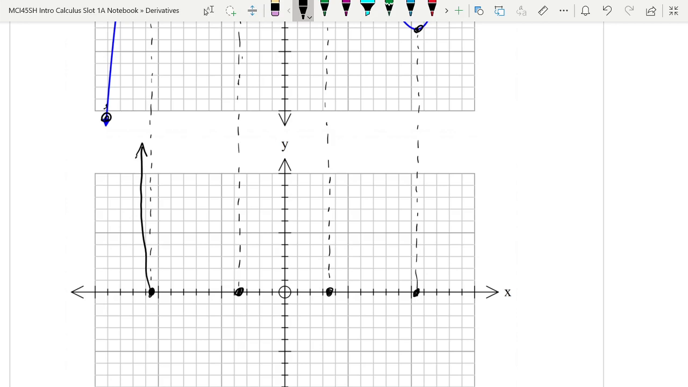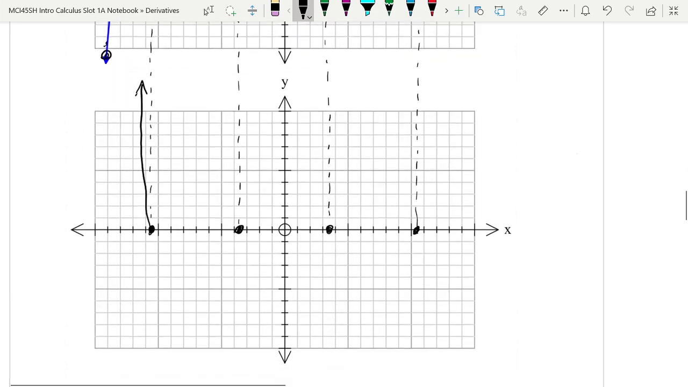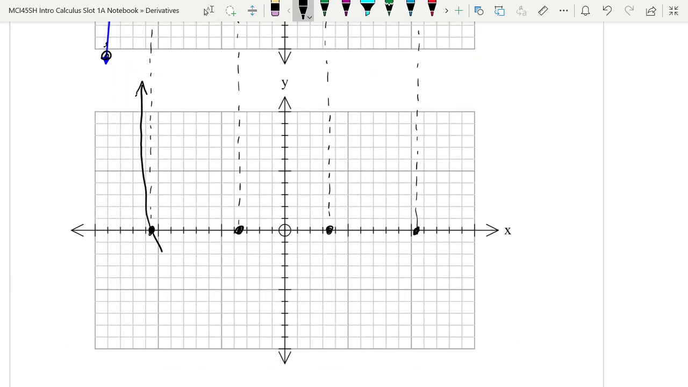All right, and then it's not nearly as steep from here to here, but all of its slopes are negative, right? So from here to here, all slopes are negative, right? Because they're all going down. But they're not as steep, so it doesn't go down very far. So maybe something like that.